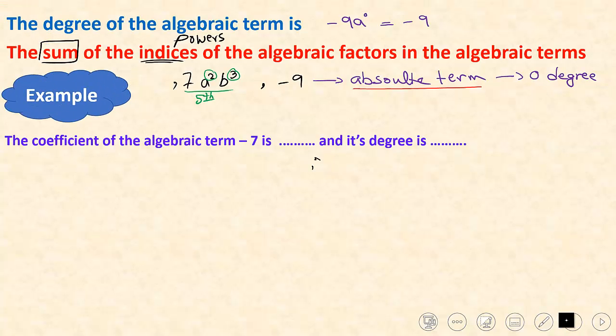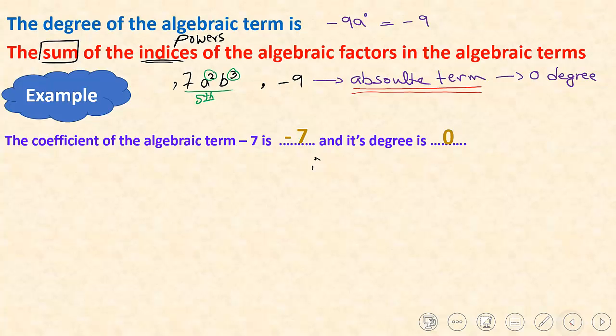The coefficient of the algebraic term negative 7 is, we said that the coefficient is the numerical factor, and here my numerical factor is negative 7. And how to determine the degree of the algebraic term negative 7? We said that when we have an algebraic term having only a numerical factor, as I have here, negative 7, this is called an absolute term. And an absolute term always has the degree of 0. So it's of the 0 degree.